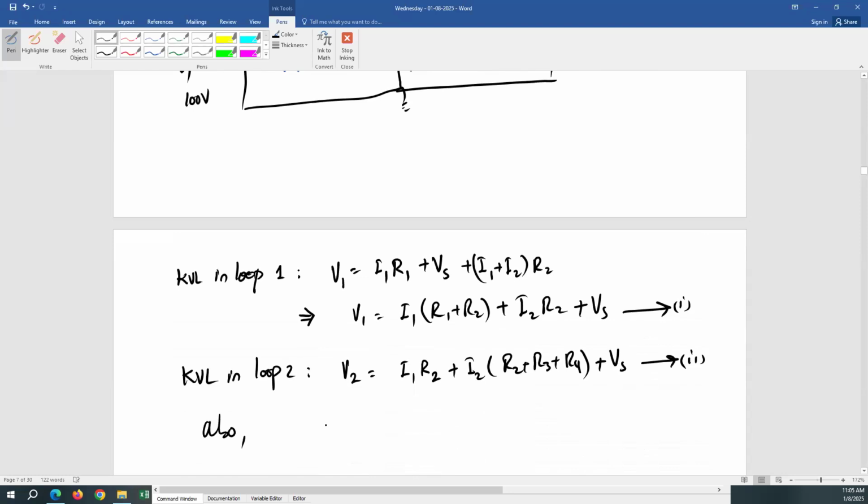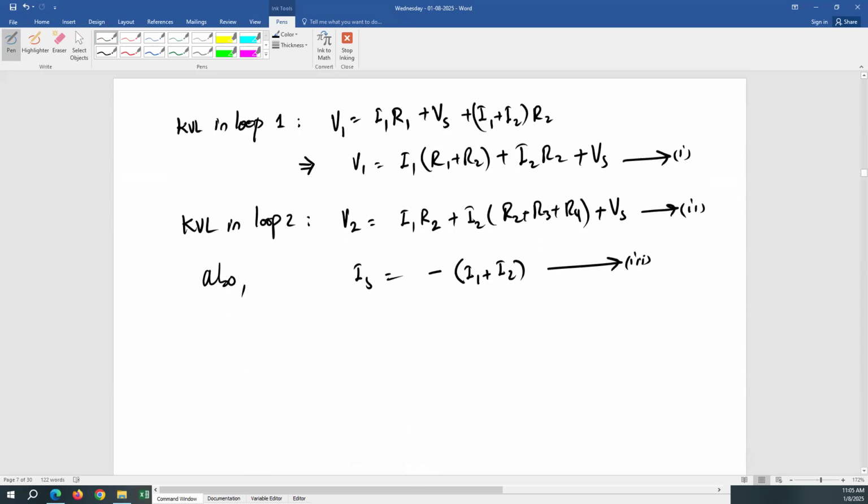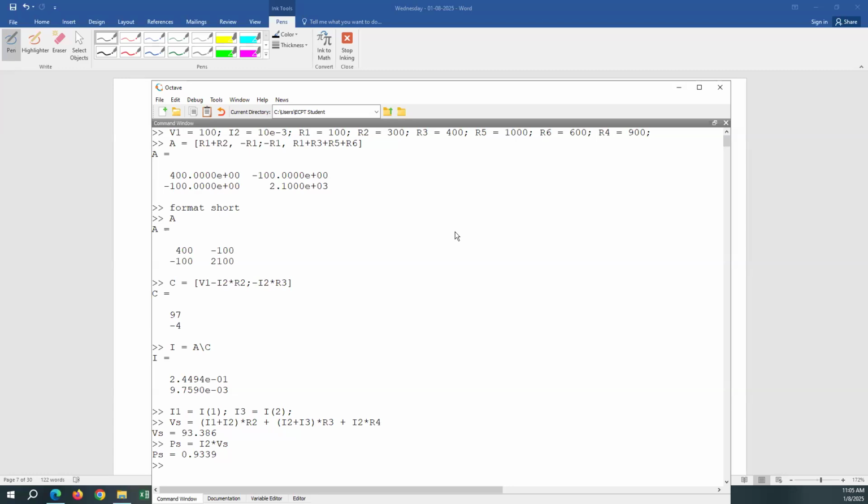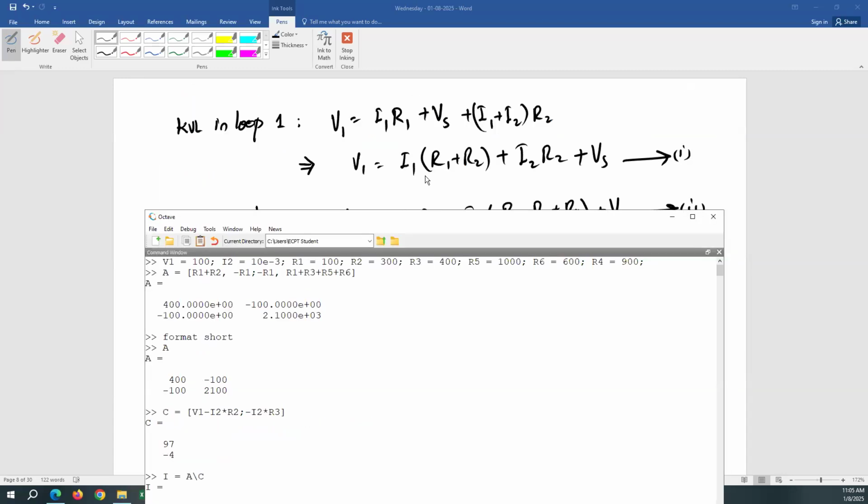Also, let me write down IS since we know the value. IS equals negative I1 plus I2. And that is our third equation. So now we have 3 equations. We have 3 unknowns. We can solve them. Let's go ahead and solve them. And then we're gonna do the same using super mesh.